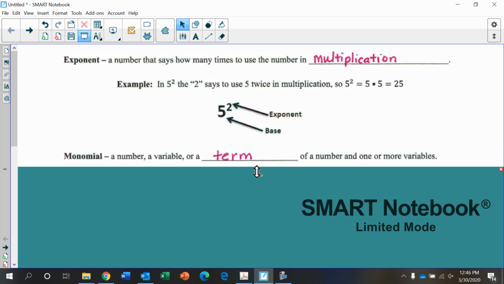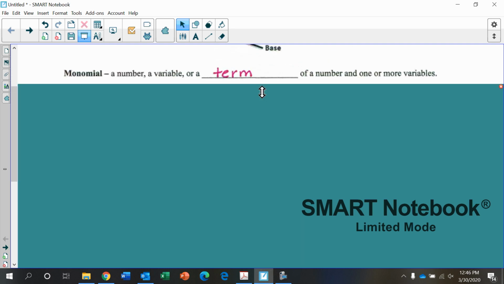In monomial, we actually even took a quiz on monomials and binomials and polynomials. A monomial is just one term, one thing. So we're just simplifying today. Nothing too crazy.